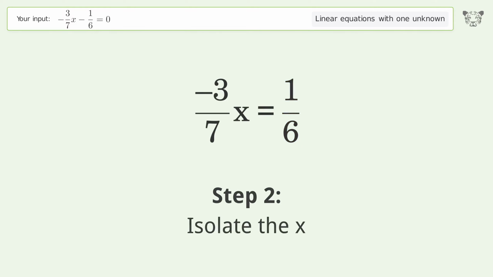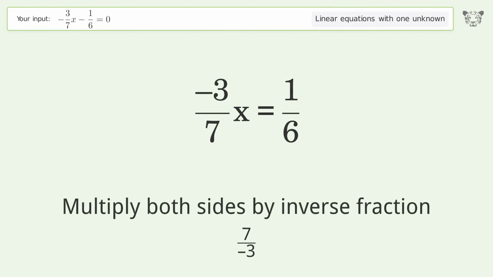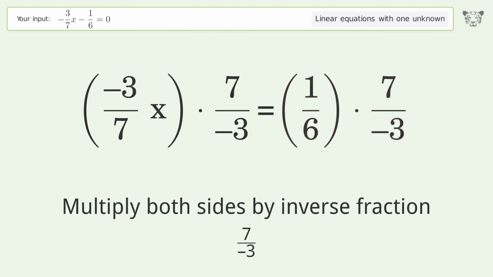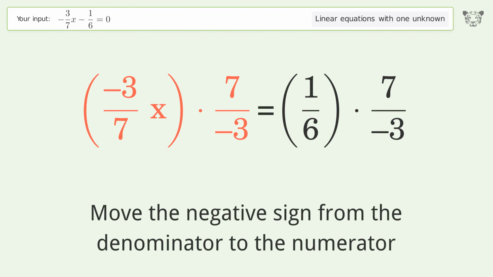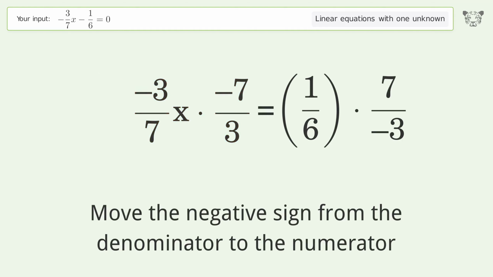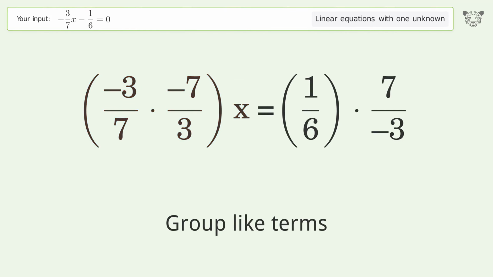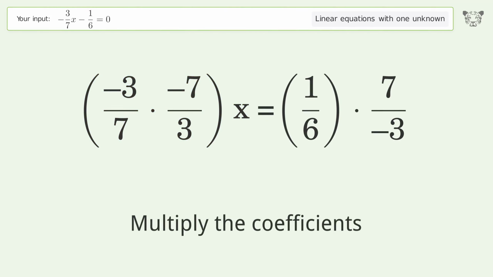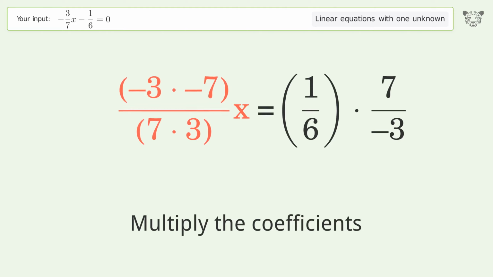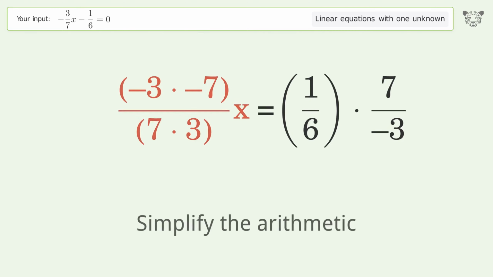Isolate the x. Multiply both sides by inverse fraction 7/3. Move the negative sign from the denominator to the numerator. Group like terms. Multiply the coefficients. Simplify the arithmetic.